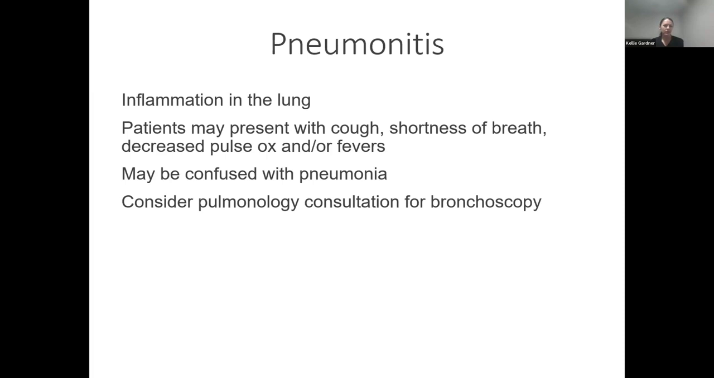This can be a little bit tricky to diagnose. It can be confused with pneumonia. It can look pretty similar on imaging. And if we have any concern whether this could be an infectious finding versus a side effect from treatment, we do get pulmonology involved to do a bronchoscopy.